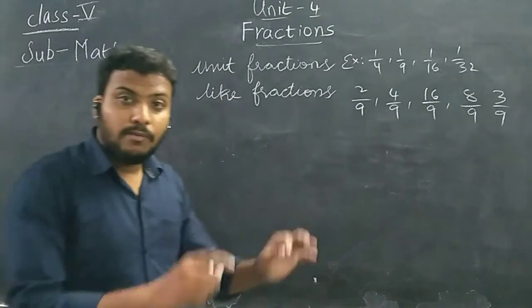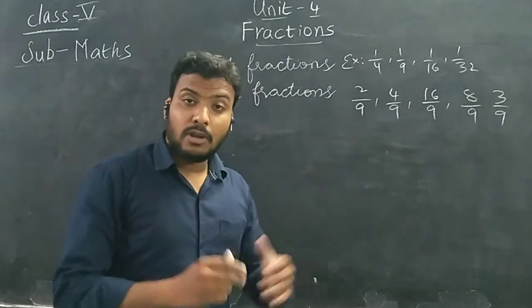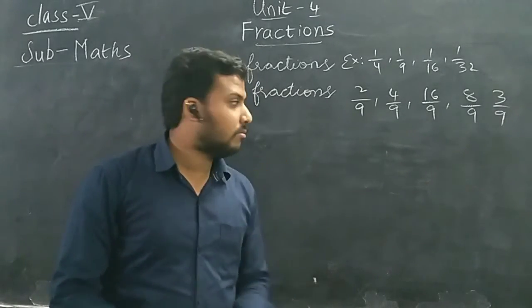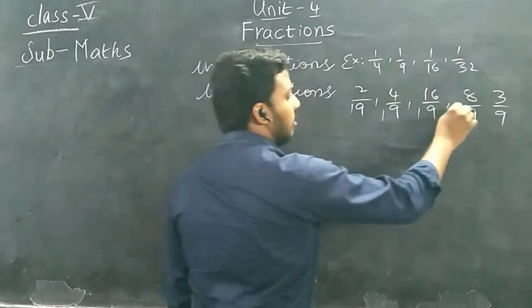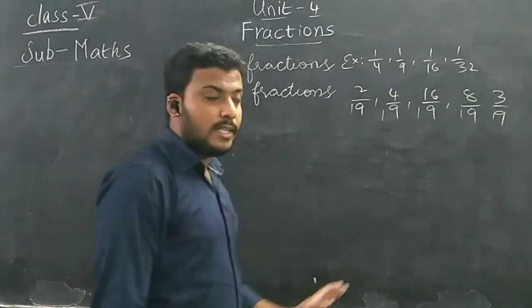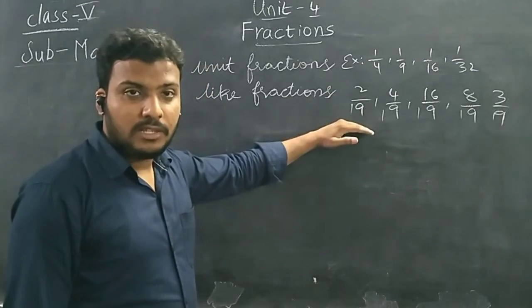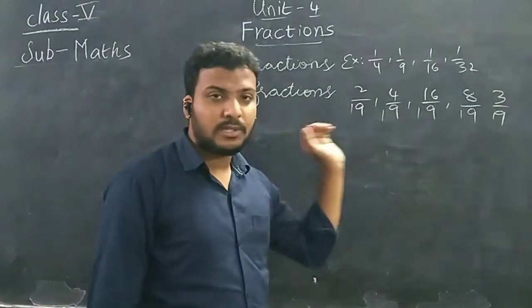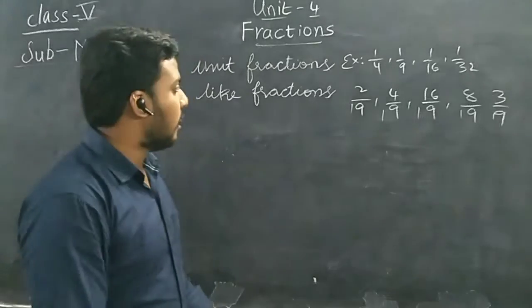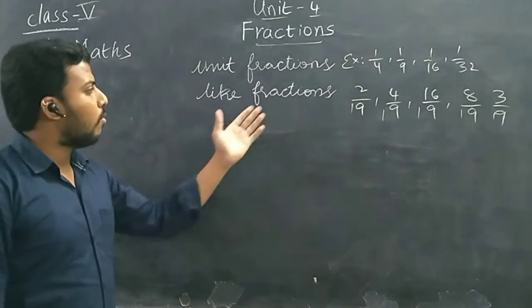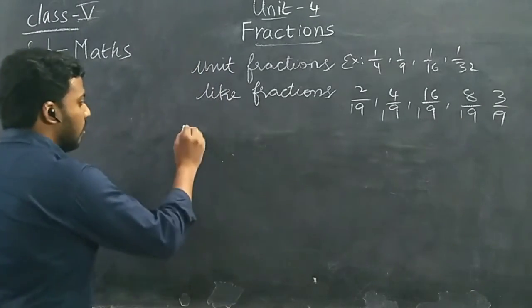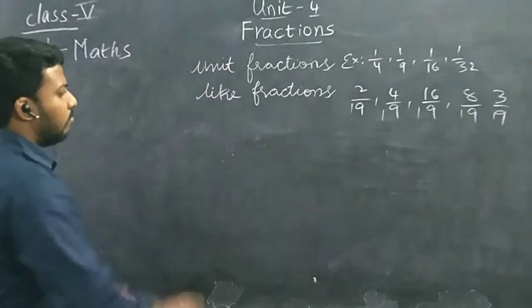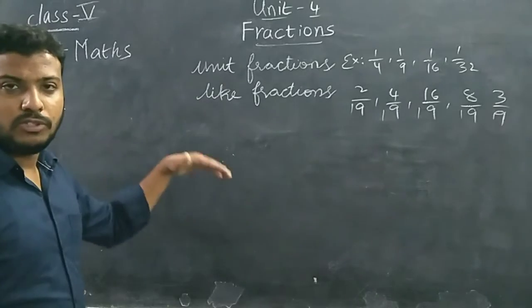So we should keep only 9, and not any other number. In the place of 9, you can also use 19, 19, 19. So in the denominator place, the value should be repeated as the same number, children. That kind of fractions are called like fractions, children. Understand, children?